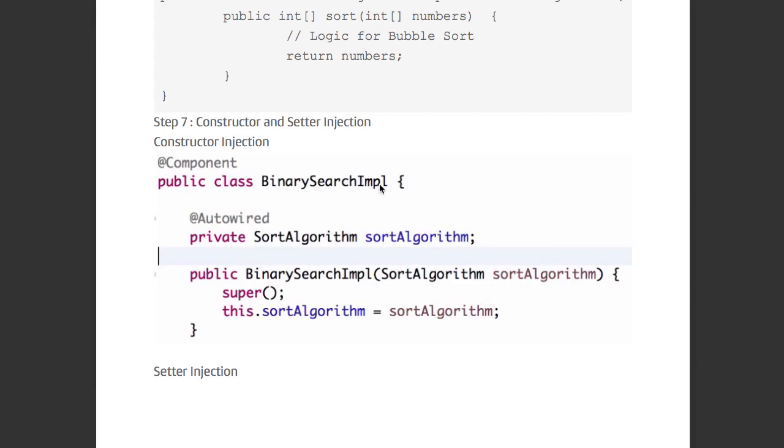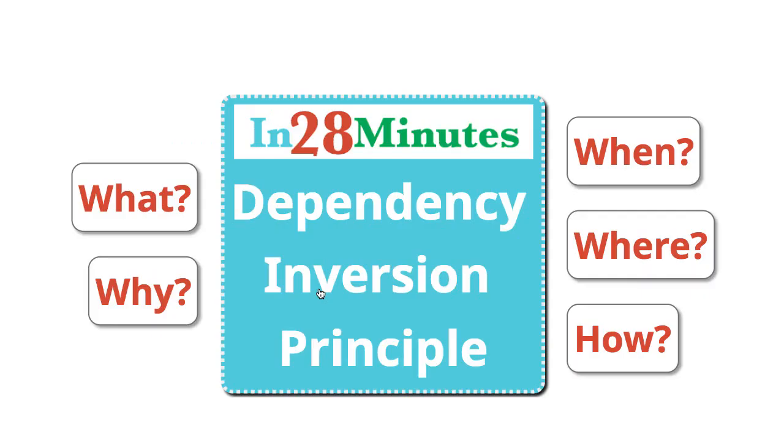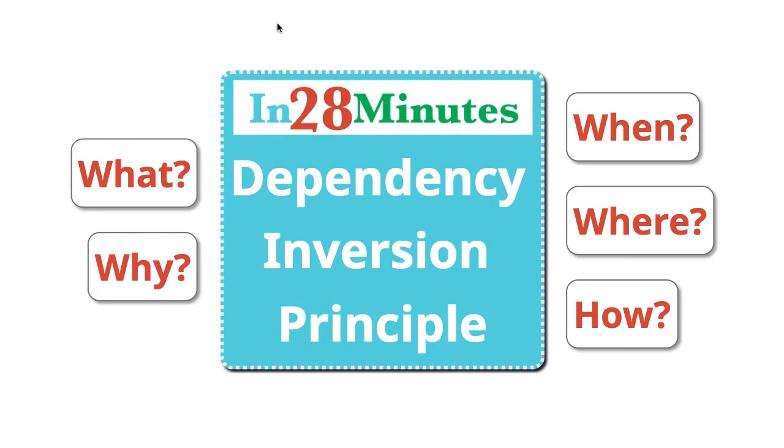So this binary search implementation does not worry about which sort algorithm. Whatever sort algorithm you provide it, it would use it. The dependency inversion principle is all about not creating the dependency yourself. Make sure that you define your dependency and let the classes which use you, or the components which make use of you, provide an instance of the correct dependency.